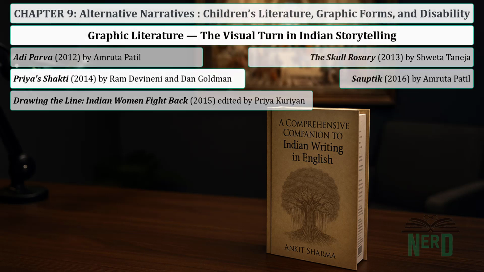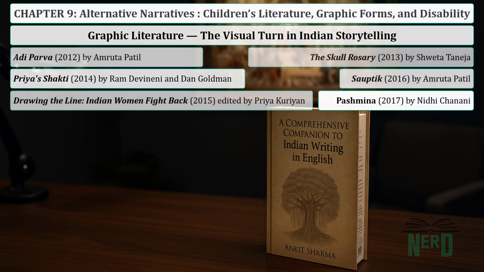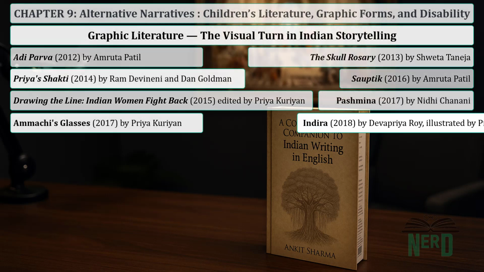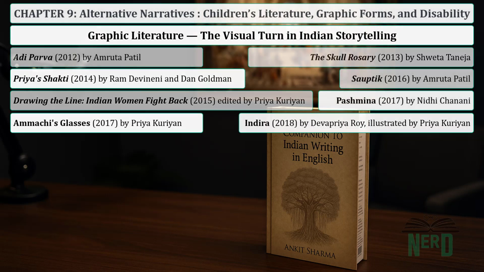In 2017, Pashmina by Nidhi Chanani crossed borders. A magical shawl connects an Indian-American girl with her ancestral past. That same year, Priya Kuryan released Amachi's Glasses, a wordless, whimsical book where a grandmother's lost spectacles lead to comic chaos. In 2018, Indira by Devapriya Roy, illustrated again by Kuryan, traced the towering life of Indira Gandhi through a candid and colorful graphic biography.